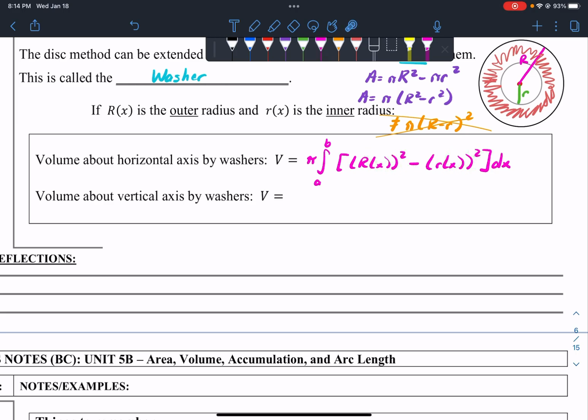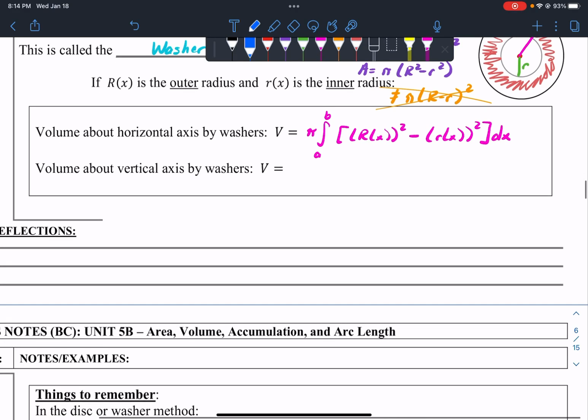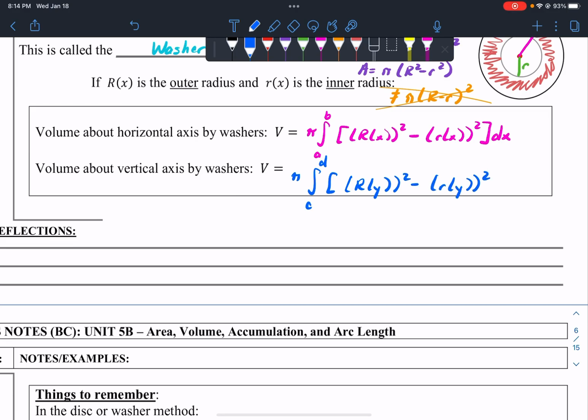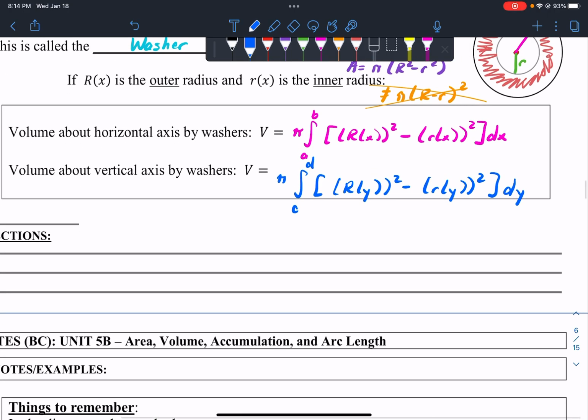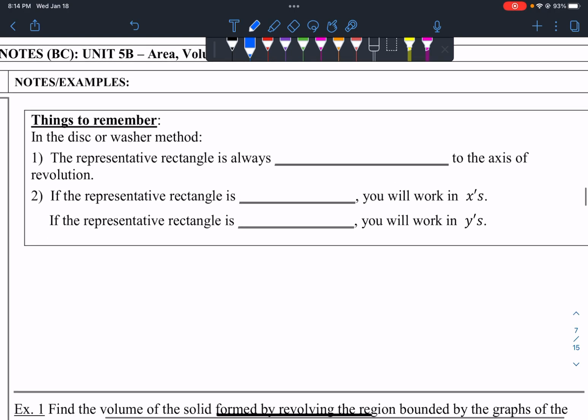Now, obviously, when we do change of orientation, we're going to be dealing with y's, but it's going to be a very similar setup. So we're going to say big R of y squared minus little r of y squared dy. So you're going to have to subtract the smaller of the two radiuses so that you can create that hole, that gap.